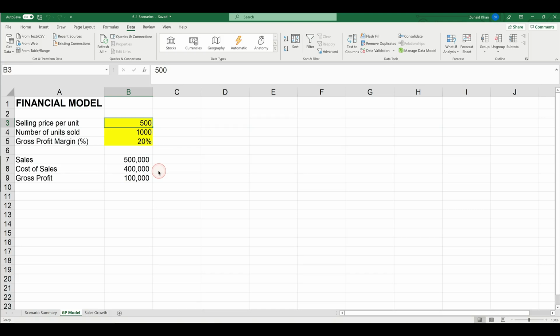Okay, in this video, we're going to cover the goal seek functionality. So what goal seek does is, let's say we know that we have a certain goal, right? For argument's sake, let's say our goal is that we basically want to make 500,000 Rand of gross profit.